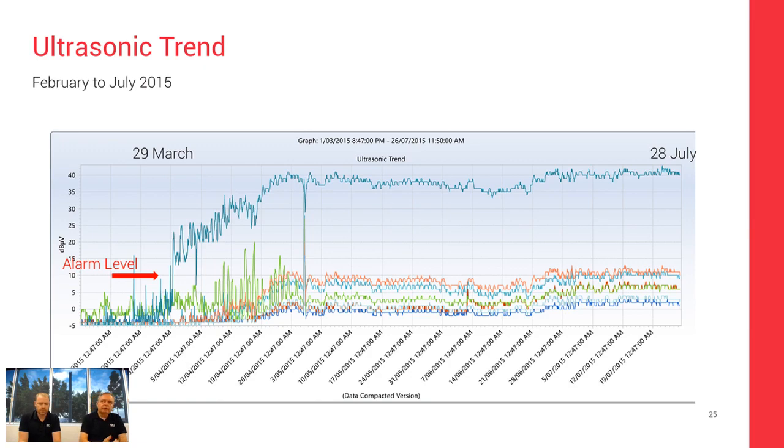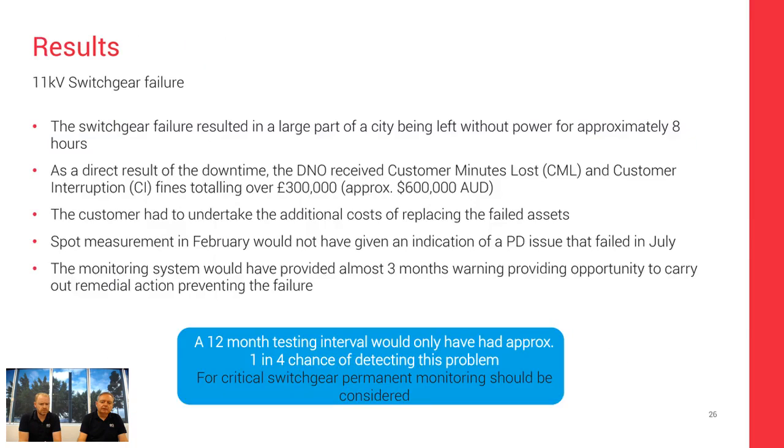So if we'd gone in for an annual test in January, February, or early March, we wouldn't have seen something. If we'd gone in on the 1st of April and the end of July, we would have seen the problem. We could have dealt with it if we'd dealt with it quickly enough.